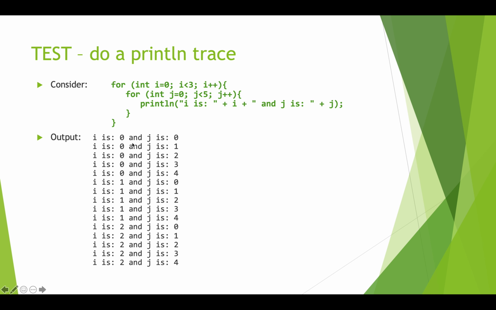And then once we've done that, we're going to come back up. i is going to change. It's going to become 1. And you see that we go through and j goes through all its values again while i is 1. And then we're going to do it one more time because i can go up to 2. And j will iterate through all of its values while i is 2. And that's the 15 println statements.